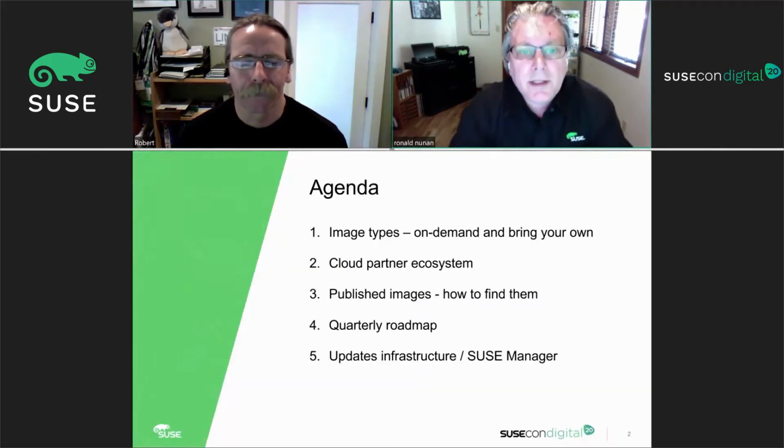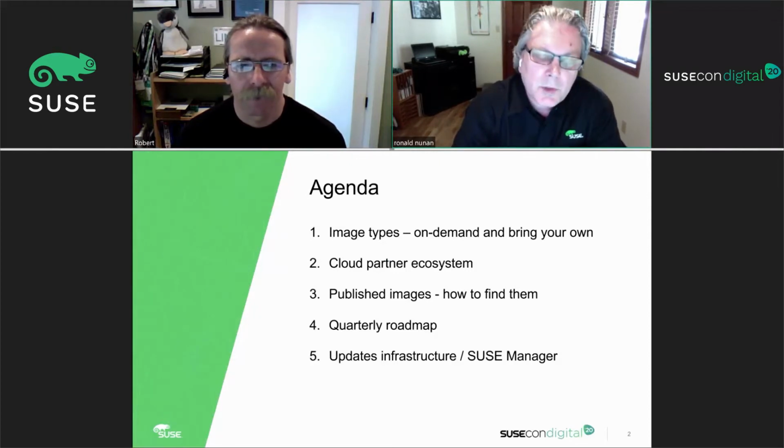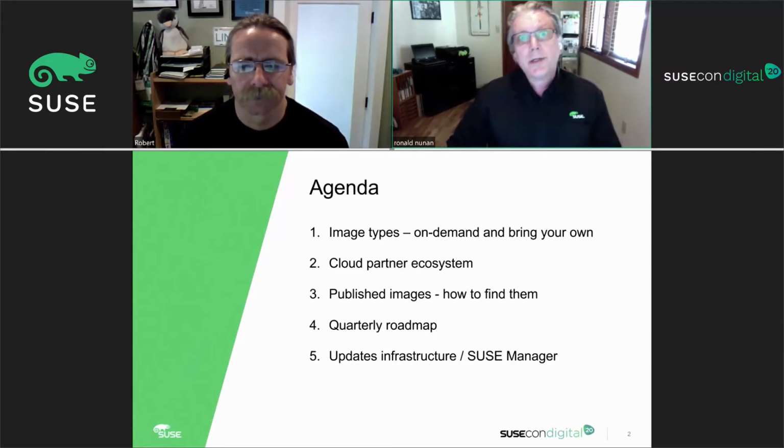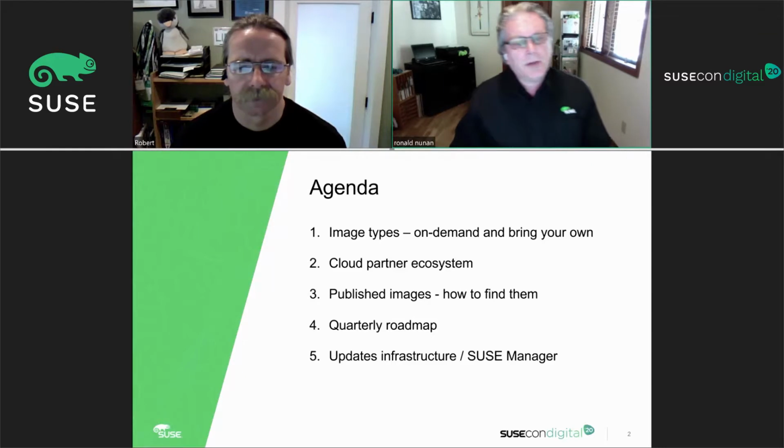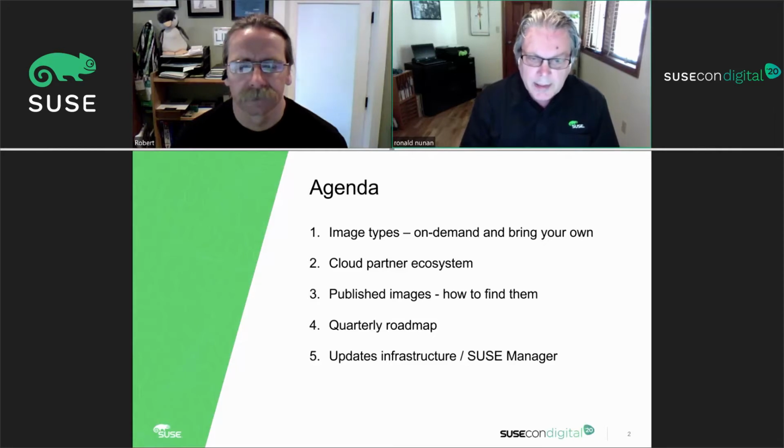Great. So what we're going to cover today, here's a quick agenda. We're going to talk about image types and what you can find up in the cloud service providers, on demand and bring your own flavors. Then we're going to talk about what the cloud partner ecosystem is here at SUSE, and then a little about what we publish and how to find them and where you can see them, and some tooling that we have around that with a quick demo. And then we're going to cover the quarterly roadmap, for this quarter and out through the rest of the year. And then we're going to talk a little about a couple of focus items, cloud application platform. We'll do a quick demo of that, and then a little about what SUSE Manager has coming this year and focus on that because it's pretty interesting.